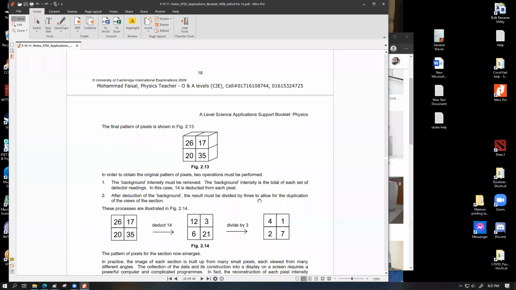After deduction of the background, the result must be divided by 3 to allow for the duplication of the views of the section. So we have deducted 14 from each of the boxes, and we get this number. Beautifully enough, now all these boxes have become multiples of 3, and this will always happen. At least for your level, you're not going to handle decimals. For the calculations you have to perform for your test, you'll always be working with integers, so this number will always be fully divisible by 3. Now we're going to divide these values by 3 because we did the scan for 3 axes, and then we get 4127. So this is our end result.